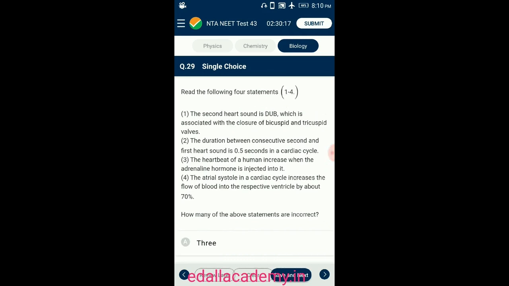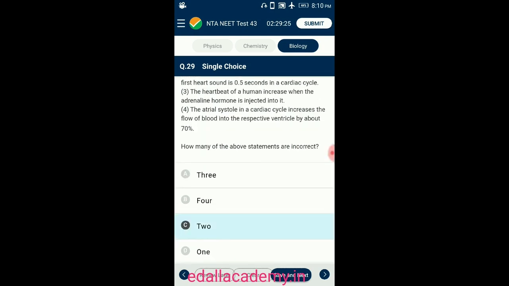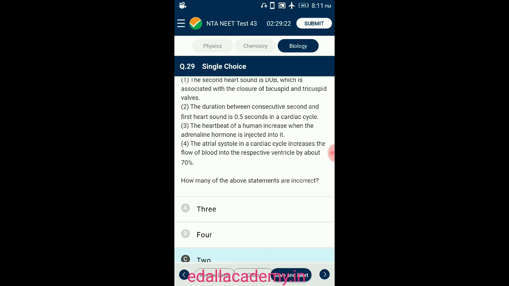Question number 29. Read the following statements 1 to 4. How many of the above statements are incorrect? Here 4 statements are given. The second heart sound, dub, is caused by the closure of aortic valve and pulmonary valve at the end of the ventricular systole or at the beginning of the ventricular diastole. At the beginning of the atrial systole, about 70% to 80% of ventricles are normally filled. Hence, during atrial contraction, it is called the atrial kick. The remaining 20% to 30% gets filled. So the answer for this question is option C, 2. From the given 4 statements, only 2 statements are correct.